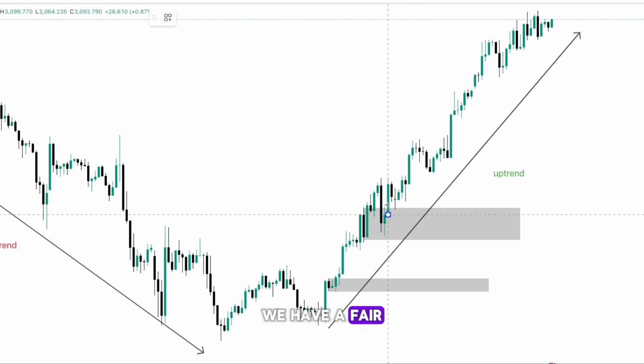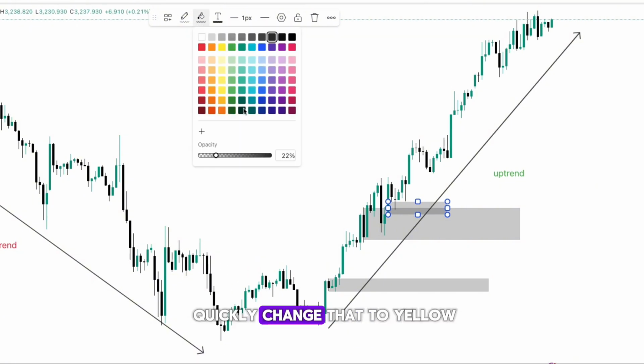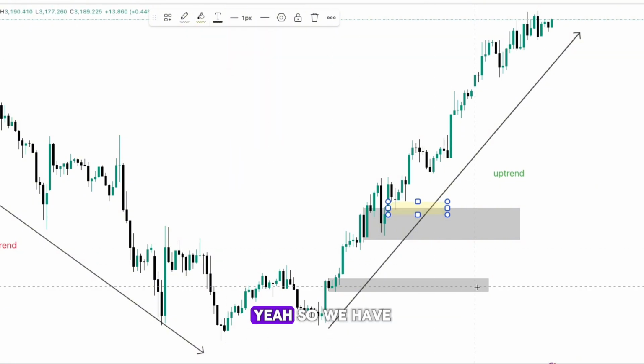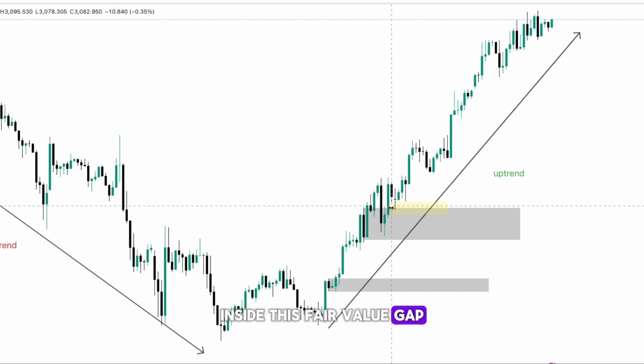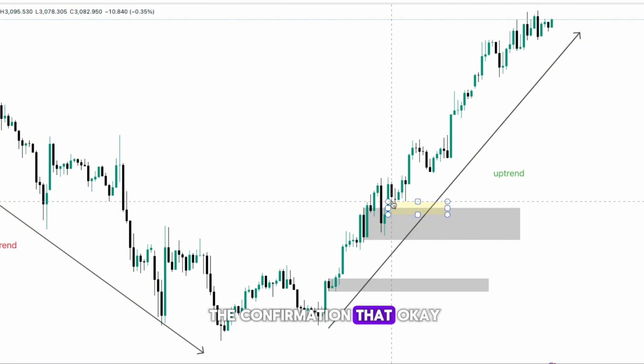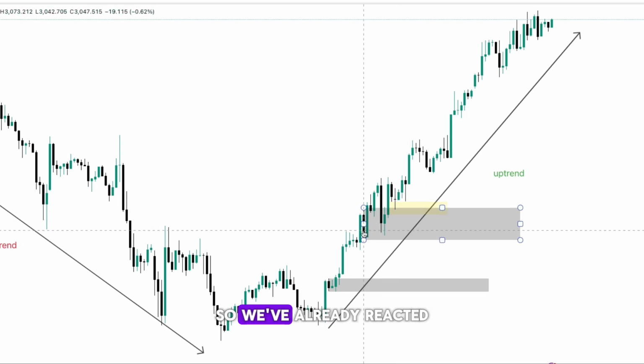We have a fair value gap here. Let me quickly change that to yellow. Yeah, so we have a fair value gap here. As you can see, the moment price reacted from here inside this first fair value gap that we have, that has given us the confirmation that the price is continuing the trend. We are not having any reversal, so we've already reacted to this.